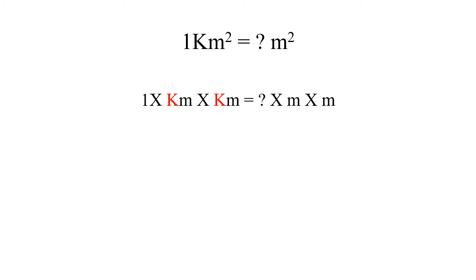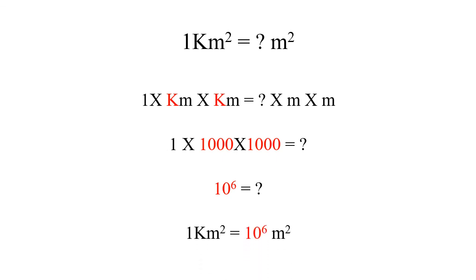So this is the left hand side. The right hand side is the number in question multiplied by a meter multiplied by a meter. I'll not worry about the meters on the left hand side and the meters on the right hand side. So the numbers will be 1 multiplied by 1,000 multiplied by 1,000 equal to the question, and so it is 10 to the power 6. That's it, done. So 1 kilometer squared is 10 to the power 6 meter squared.